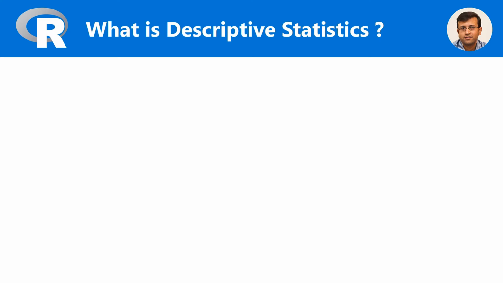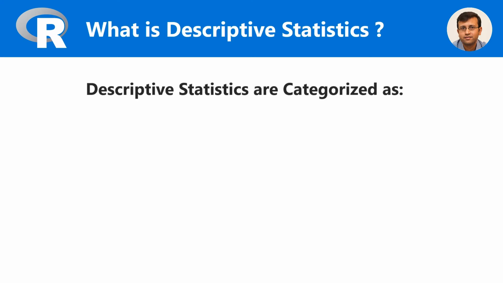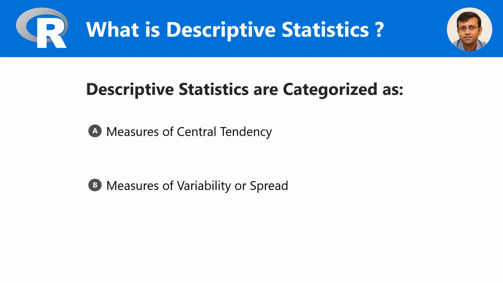Descriptive statistics is brief descriptive coefficients that summarize a given data set, which can be either a representation of the entire population or a sample of a population. Descriptive statistics are broken down into measures of central tendency and measures of variability or spread.